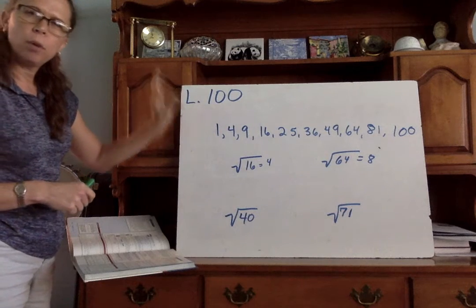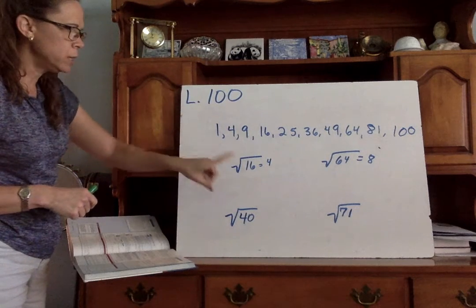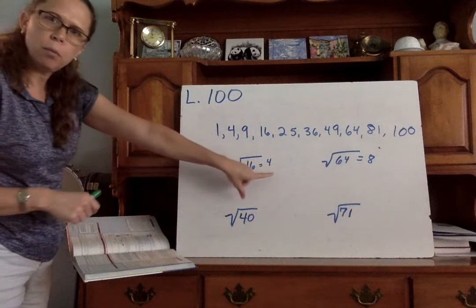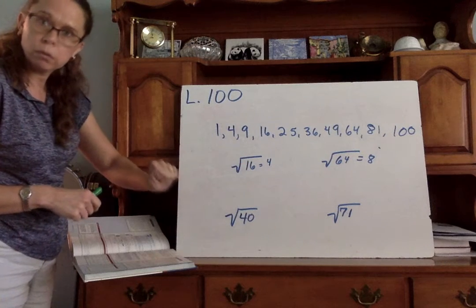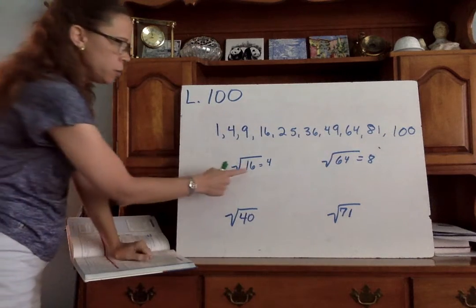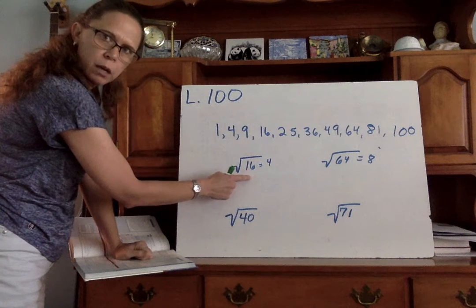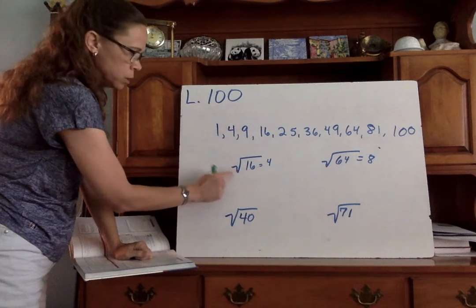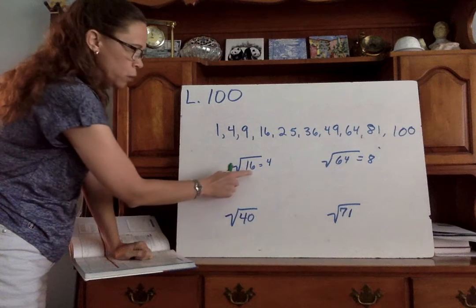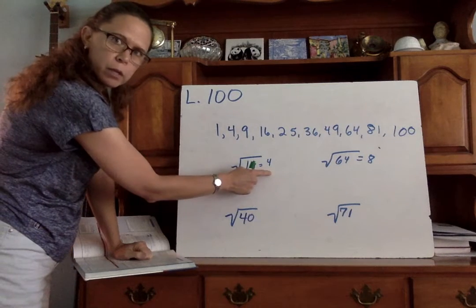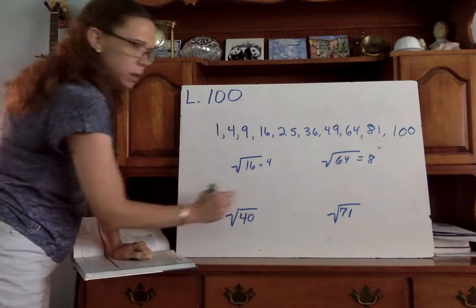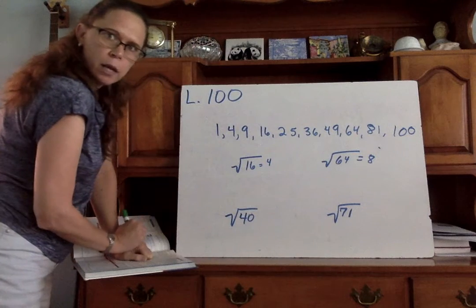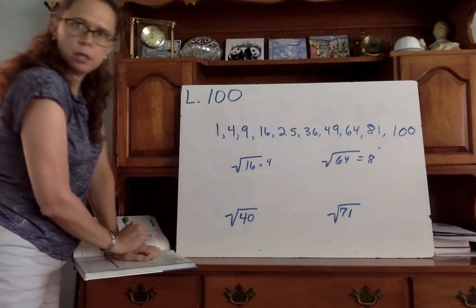So if they are perfect squares, then when we square root them, we end up with a whole number, a rational number. The perfect square of 16, if I square root it with the square root symbol, the square root of 16 is 4 because 4 times 4 makes 16. The square root of 64 is 8 because 8 times 8 makes 64.